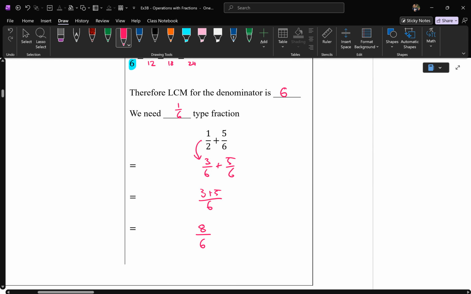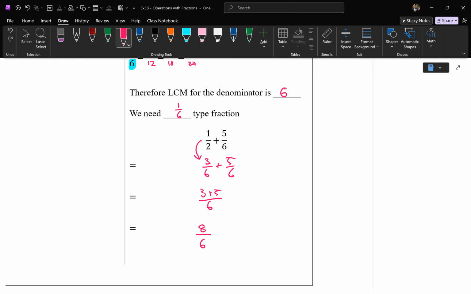Now, you don't leave your answer here. Why? You're going to simplify it. So at year 12 level, if you leave it like that, you get 0. Even if you did all the method correct. They assume at this point you can write it in simplest form. What number fits into 8 and 6? Can you simplify 8 over 6? 2. 2 fits into 8. 2 fits into 6. That gives me now 4 over 3.